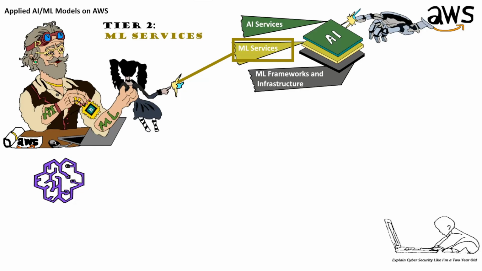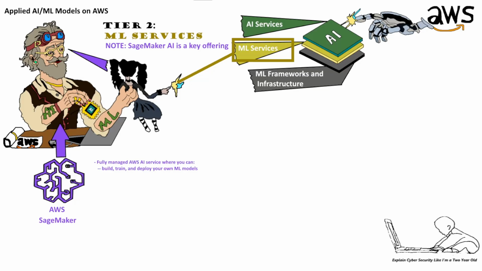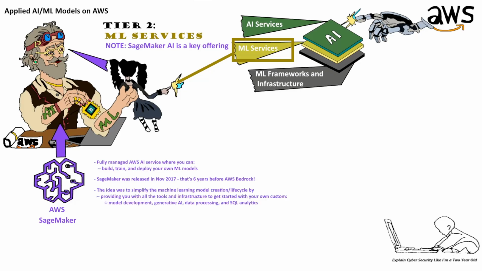Now, in this tier, the top offering is Amazon SageMaker. And if you recall earlier in the video, we said the SageMaker was this mad professor. Because the SageMaker is a fully managed AWS AI service where you can build, train, and deploy your own machine learning ML models. In fact, the SageMaker simplifies the entire machine learning model creation and lifecycle by providing you or the professor with all the tools and infrastructure to get started with your own custom models. So think of AWS SageMaker as an all-encompassing platform for all your model development, generative AI, data processing, and any overall analytics.